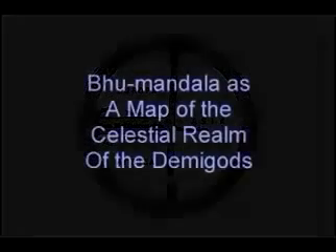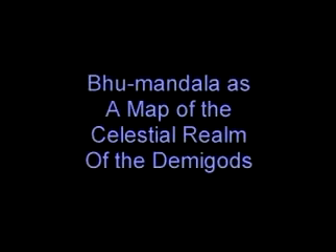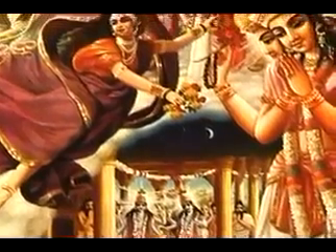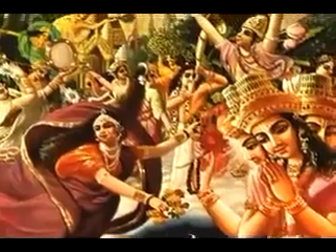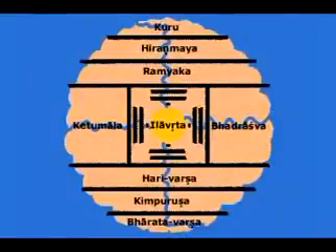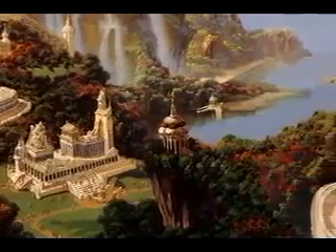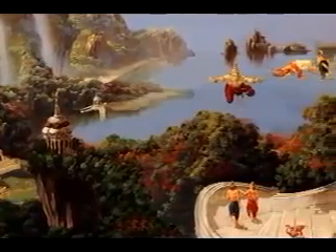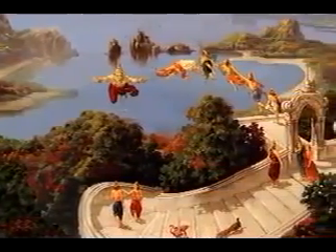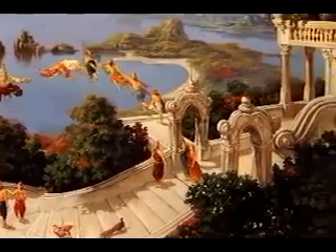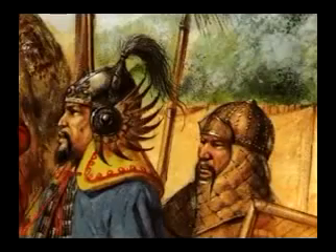Bhumandala as a map of the celestial realm of the demigods. Bhumandala can also be understood as a map of the celestial realm of the demigods. One curious feature of Jambudweep is that the Bhagavatam describes all of the Varshas, or regions, other than Bharatavarsha, as heavenly realms, where the inhabitants live for 10,000 years without suffering. This has led some scholars to suppose that Indians used to imagine foreign lands as celestial paradises. However, the Bhagavatam does refer to barbaric peoples outside India, such as Huns, Greeks, Turks, and Mongolians, who were hardly thought to live in paradise.